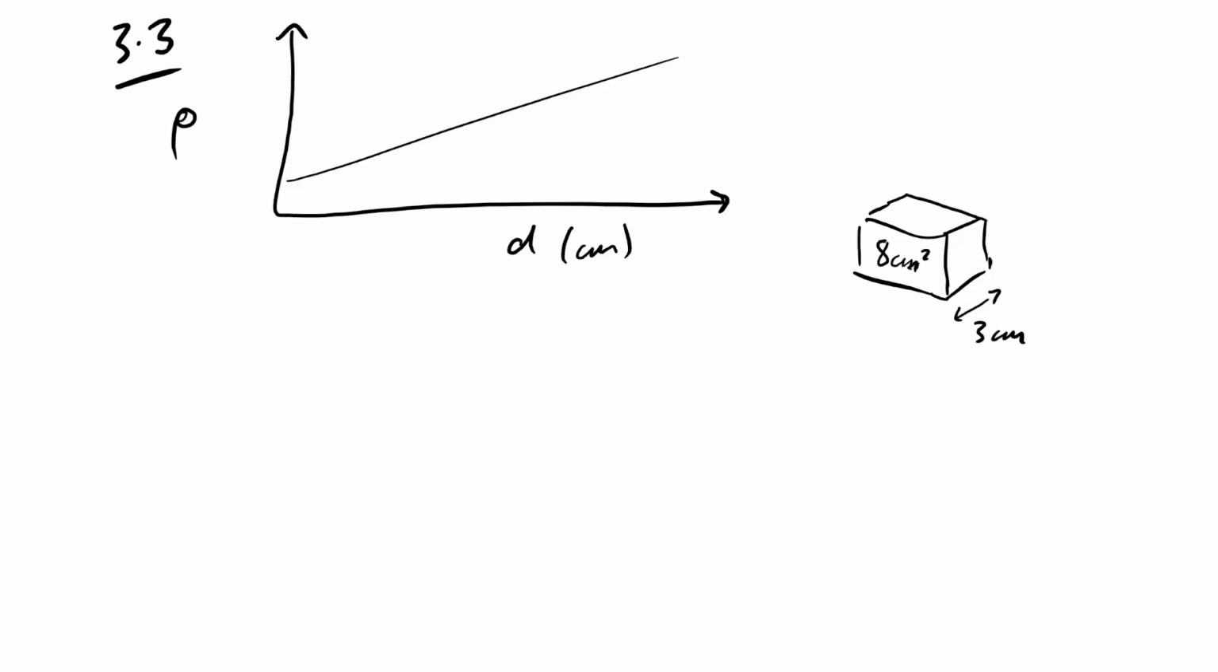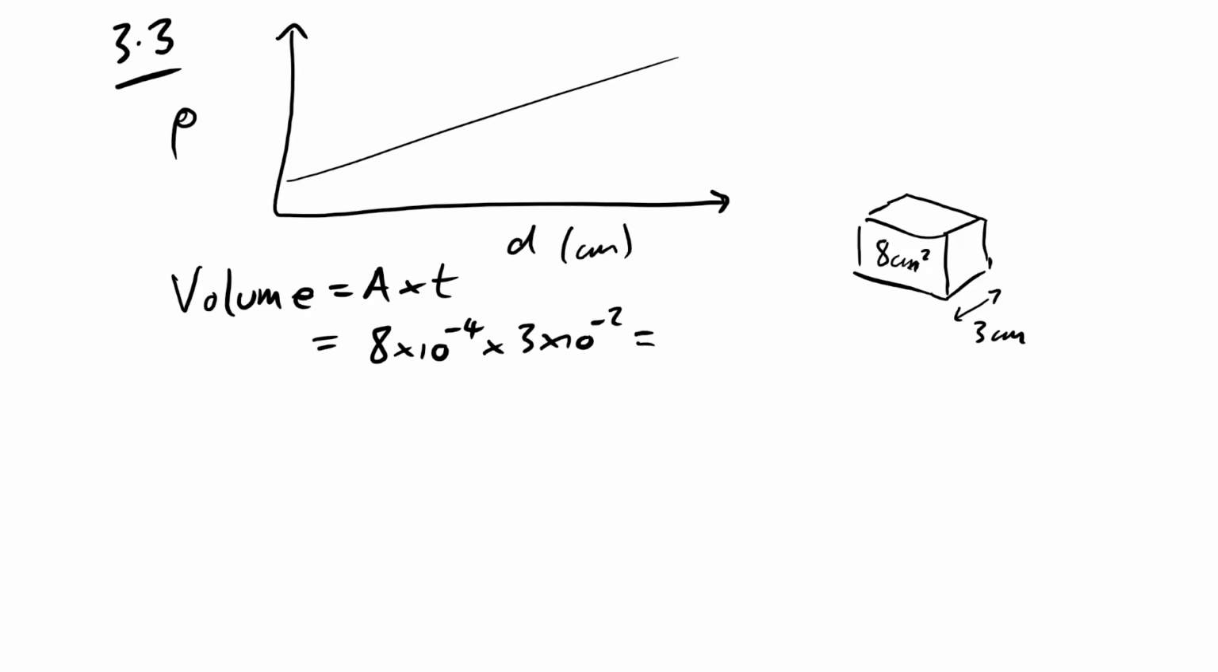So let's find out the volume first. So there's going to be area times thickness. So that's going to be 8. Oh, but we have to turn that into meters squared. Well, we have to divide by 100 twice. So it's going to be 8 times 10 to the minus 4 times the thickness. So that's 3 times 10 to the minus 2. And so that should give us 24 times 10 to the minus 6, or 2.4 times 10 to the minus 5 meters cubed. Right. We know the density is equal to mass divided by volume. So we can find out the mass from this, of course.